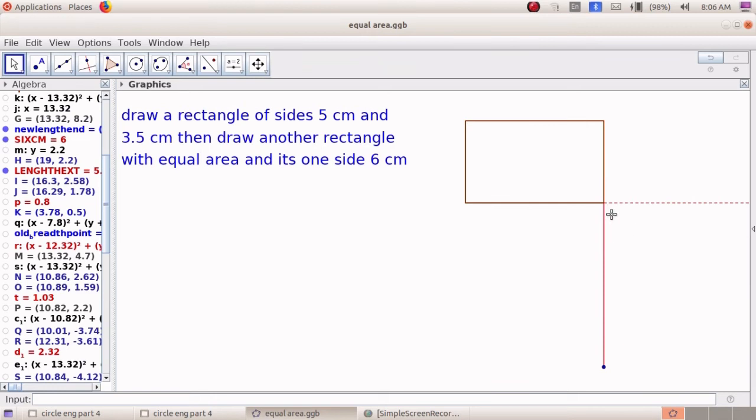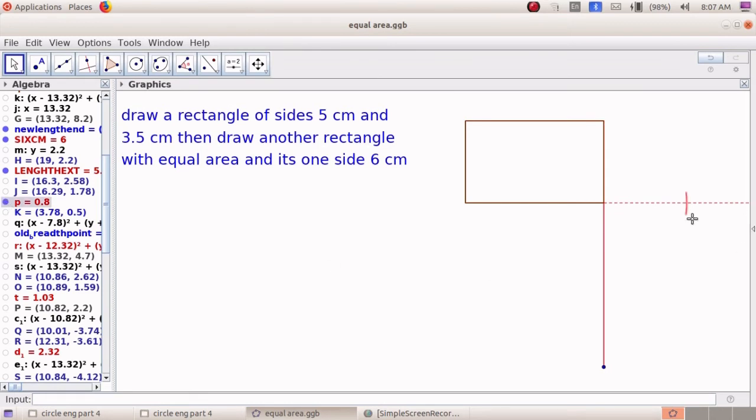For this, keep the compass here. Take this much distance in the compass. Then draw an arc with the same distance in the compass. Here we will get an arc. That arc meets at a point on that extended line.